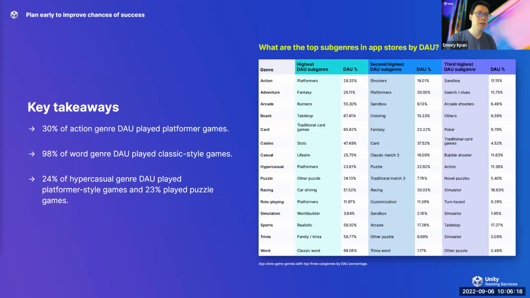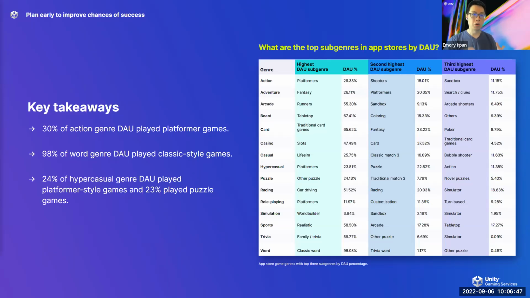So we took a look at the genres of games being played in 2021 and then further broke them down into more granular subgenres. When I say genre of game, I'm using the publicly available categories that the iOS and Google Play stores use. Subgenres are actually a lot more specific and get into the kind of gameplay that's actually in that game. So, for example, instead of just looking at action games as a single genre, we broke that down into categories like platformers, shooters, and sandbox action games.